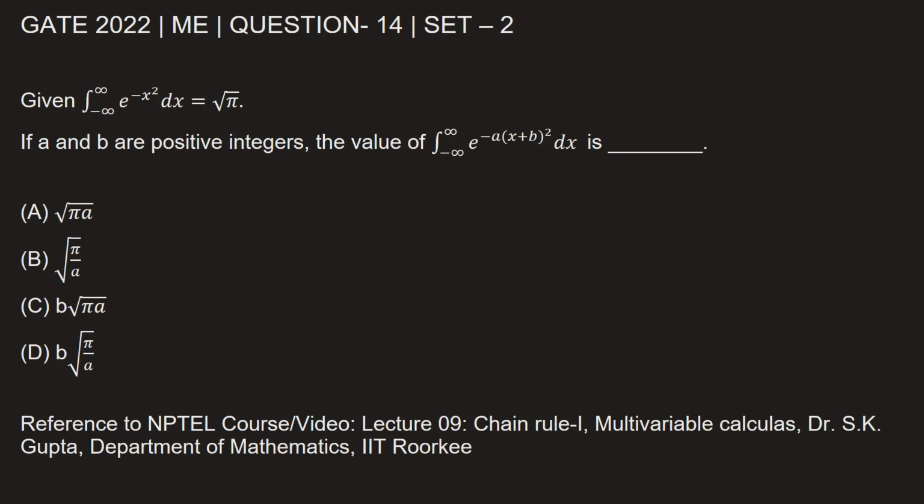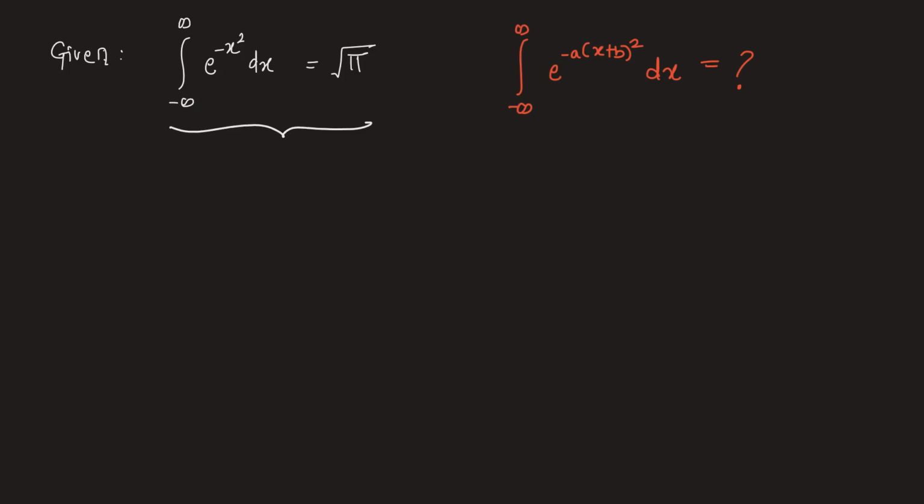Let's find out. The given definite integral is minus infinity to infinity of e to the power minus x square dx. Its value is provided to us, which is root pi. And we are being asked to calculate the integration from minus infinity to infinity of e to the power minus (a times x plus b) square with respect to x. So we know that we need to utilize this value somewhere, and we will have to bring in this exact form in order to use this value root pi.